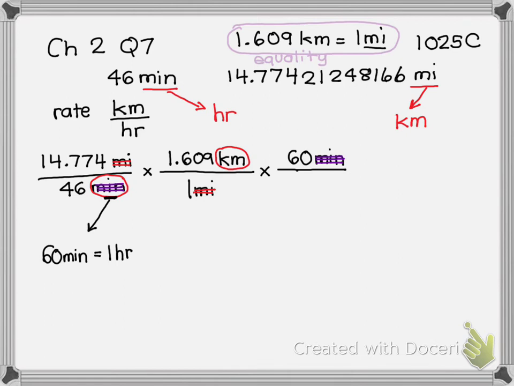And so now the 1 hour, the other half, because it's 60 minutes over 1 hour, that would go the 1 hour on the denominator. So now if I look at my units, I would have kilometers on the top, which is what I want, and hours on the denominator, which is what I want. So now I will do the math.